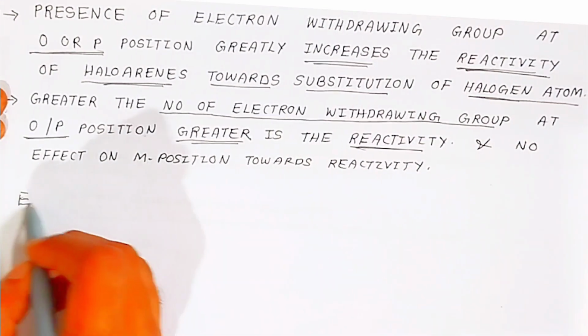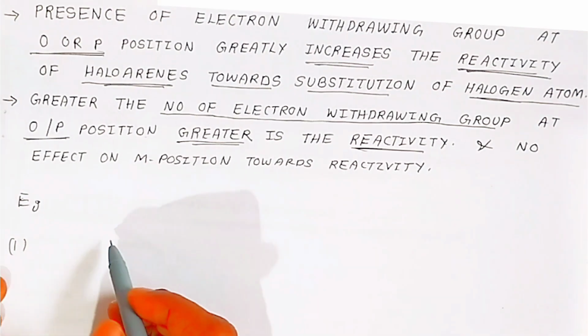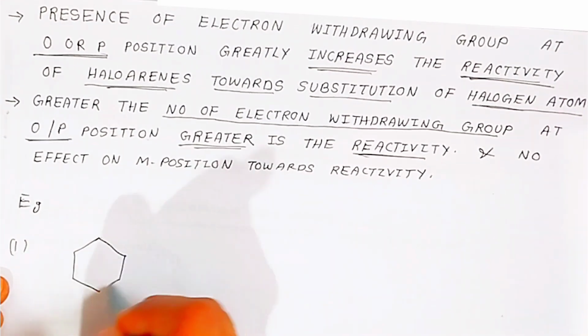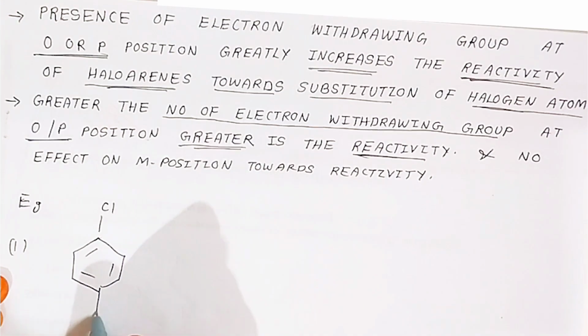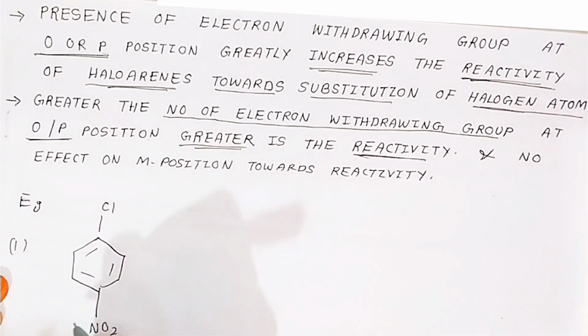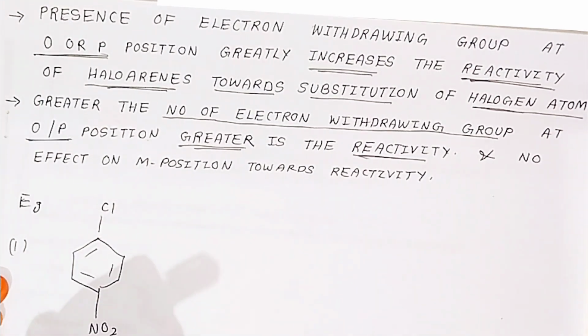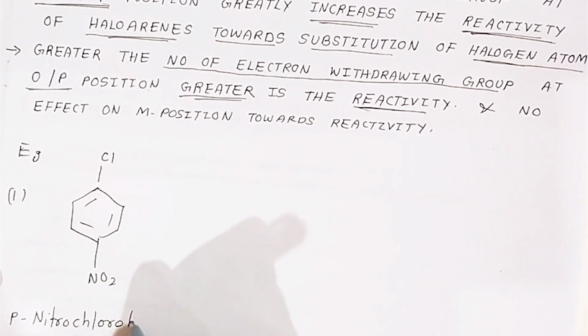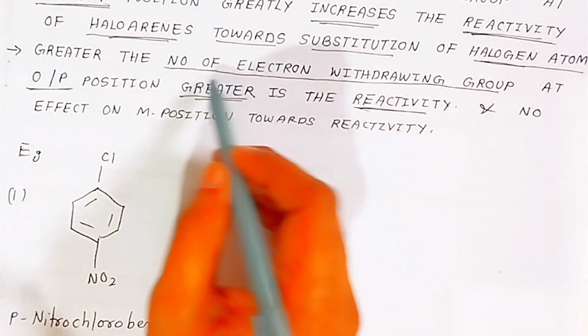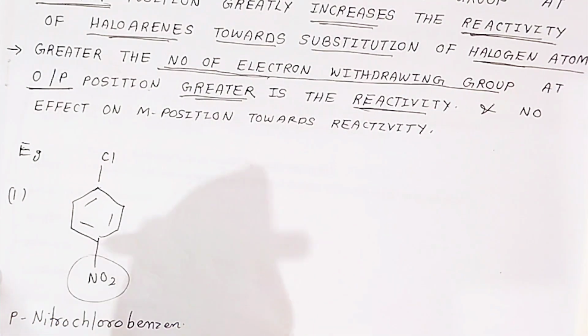Say for example, students, first example: this is your chlorobenzene. Now, if you have one electron withdrawing group, NO2, at the para position, this is called para-nitrochlorobenzene. So the number of electron withdrawing groups is 1. Only one electron withdrawing group is there.